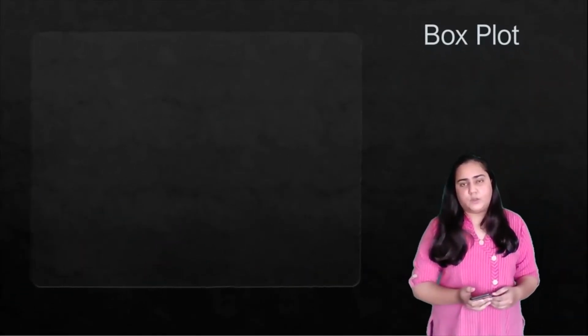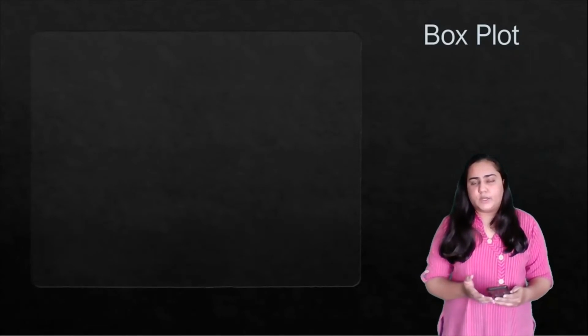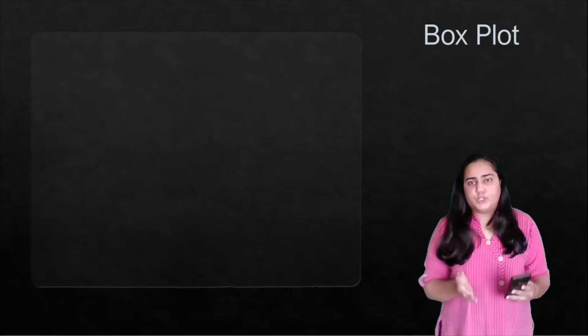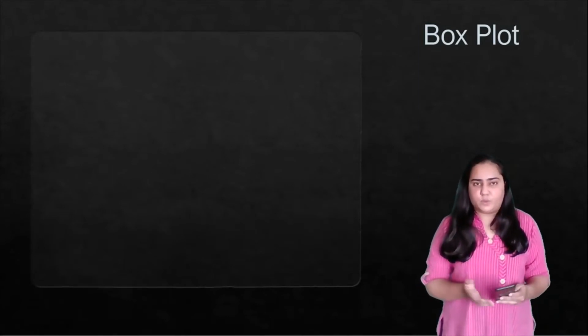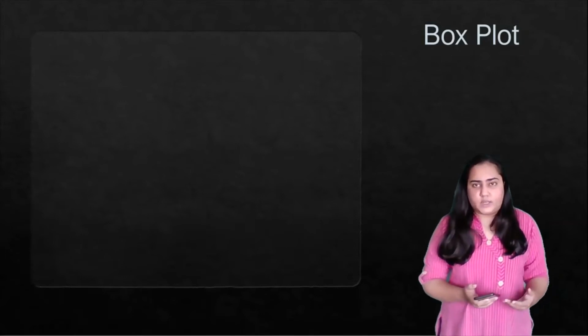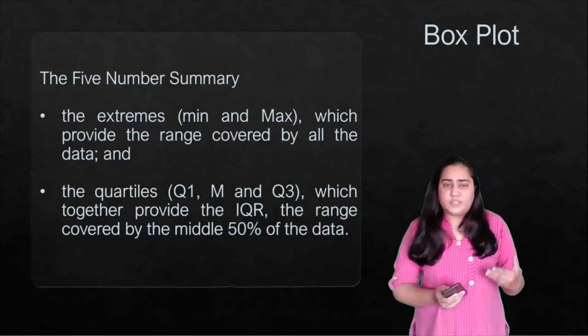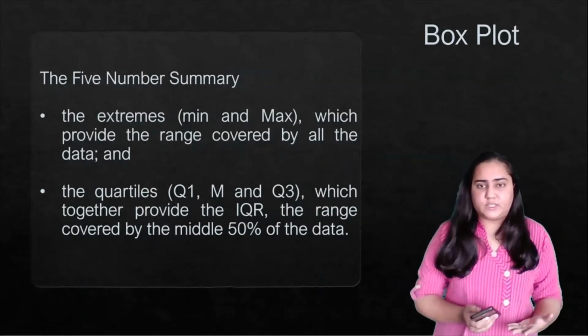Now let us see how you can create box plots. Box plots are a type of graph where you can show the interquartile range and the different quartiles of a data set in the form of a picture. It is based on the 5 number summary, which is very easy for you to understand now that you know all these things.